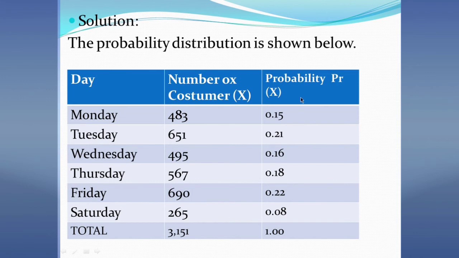Now, paano po ba ito makukuha na probability of x? So, para makuha siya, di ba yung total lahat nila is 3,151. So, first, 483 divided by 3,151, the result is 0.15. Okay? So, pwede nyo siya itry sa calculator nyo para masigurado nyo kung tama ba na 0.15 yung result. So, same goes with 651, i-divide nyo sa 3,151, so the result is 0.21. The same goes with 495, 567, and etc.